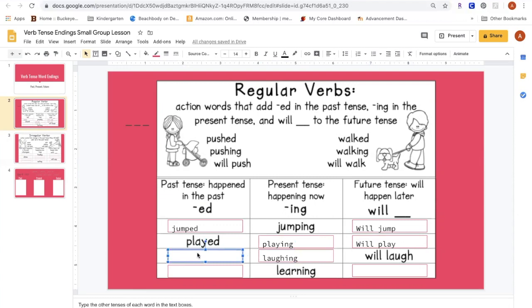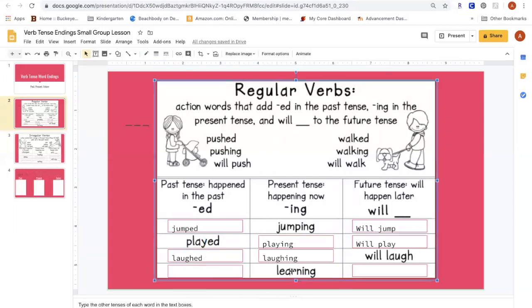And then what about if it happened yesterday? What would I add to the end of it? I was playing or something like that. We're doing laugh right now. So yeah, I could say I was laughing yesterday. What if I add ed to the end? Now what does that word say? Laughed. I laughed yesterday. All right, let's do one more.